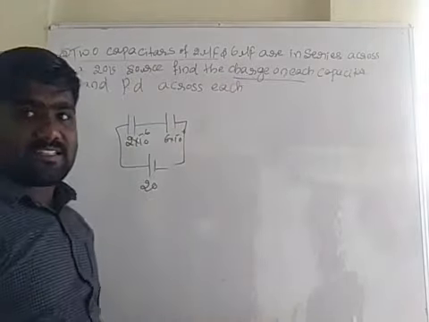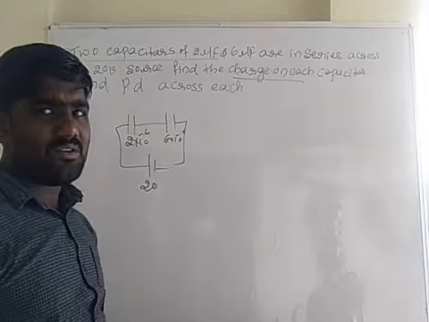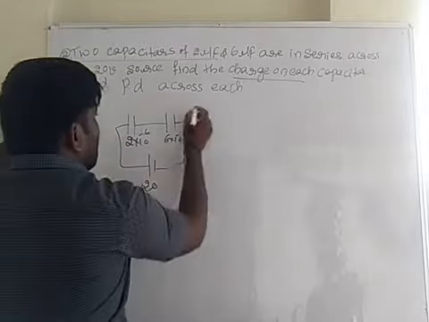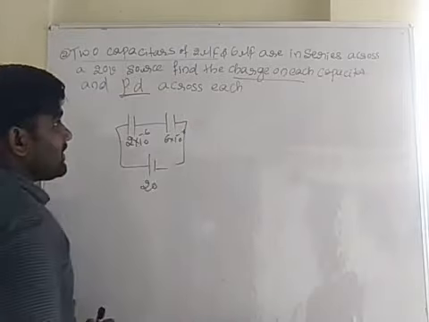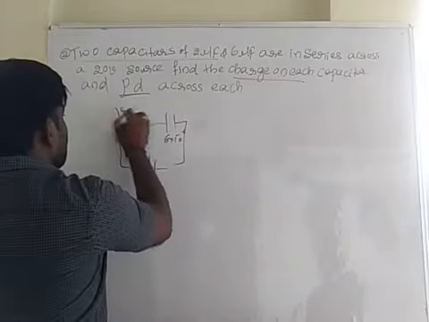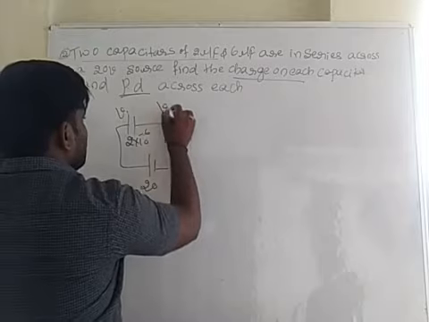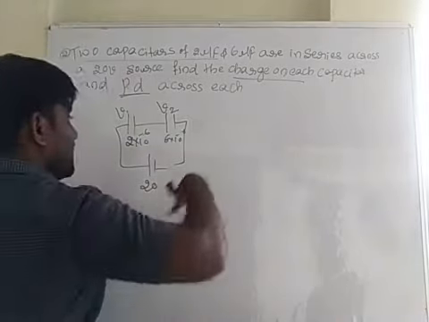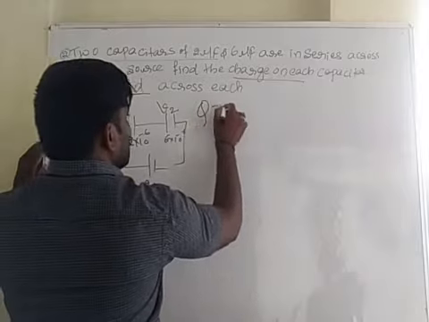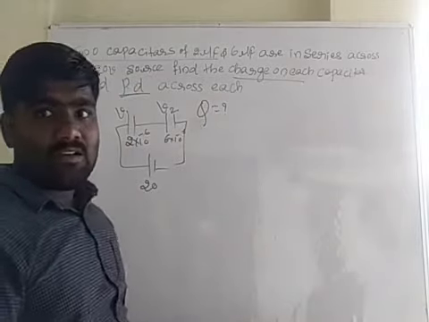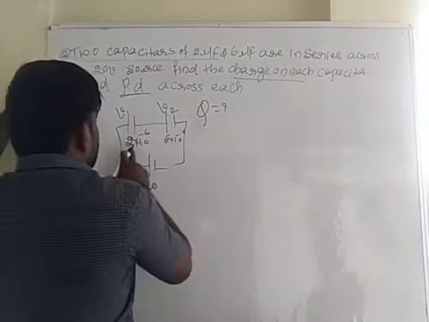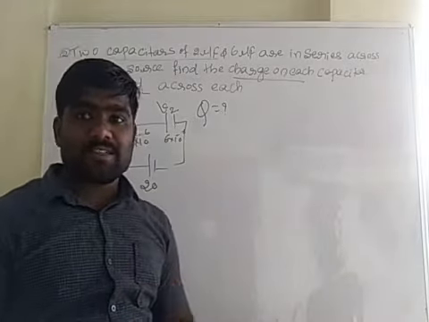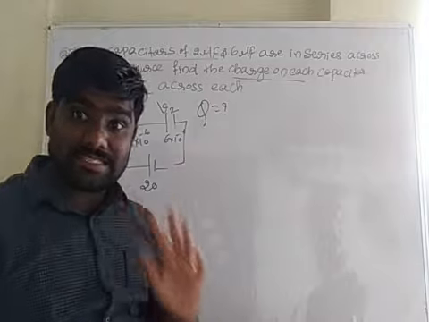In case of series, each charge is changing? No, charge will be the same. Then I want to calculate the potential difference across each, means the potential difference at this and at this. V1 and V2 I want to calculate, as well as Q. First see here. C1 we know, C2 we know. Effective capacitance of 2 capacitors we can calculate. They are in series.